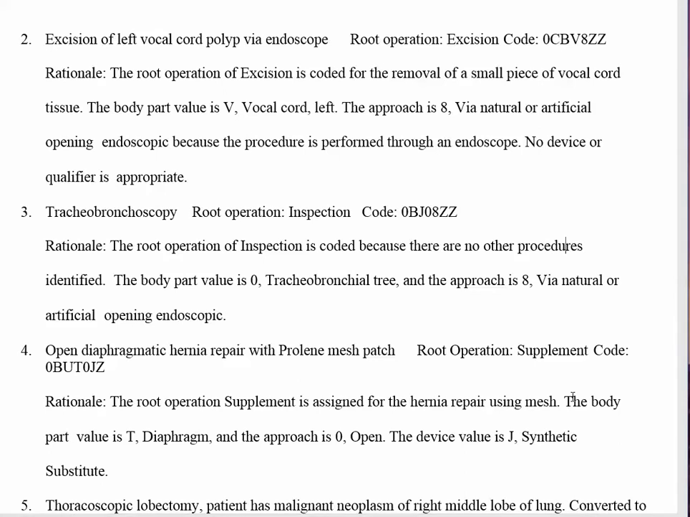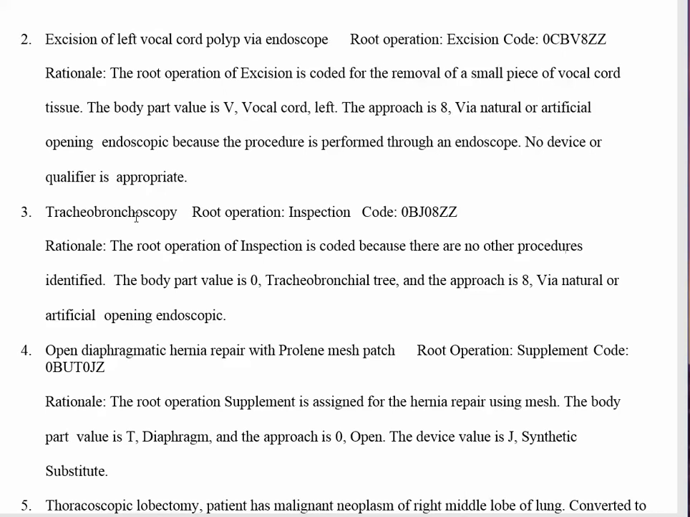Number 3, tracheal bronchoscopy. If we break down this word, this patient is having an endoscopic procedure to look at the trachea and the bronchus. That's all we know. We have nothing about it being a biopsy. We have no information documented that anything was removed from the patient during this procedure. All we know is that the physician looked down their throat and at their bronchus.